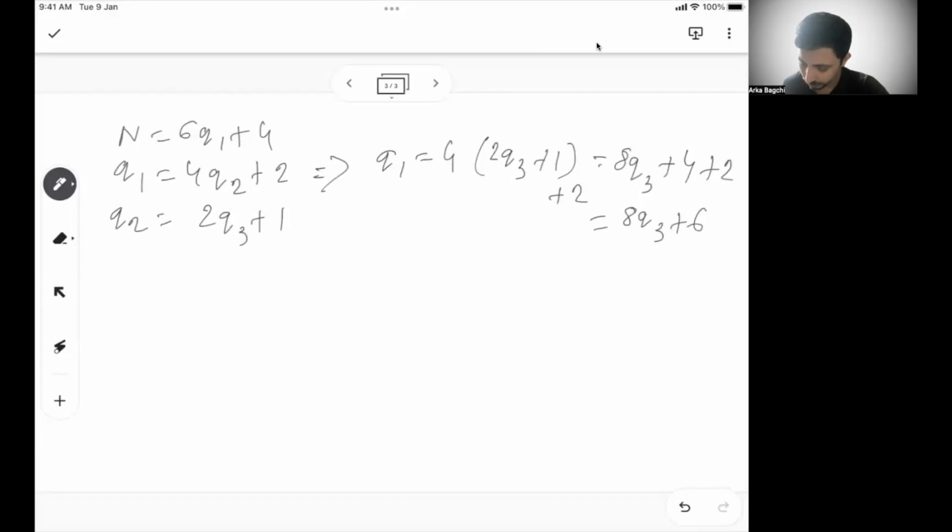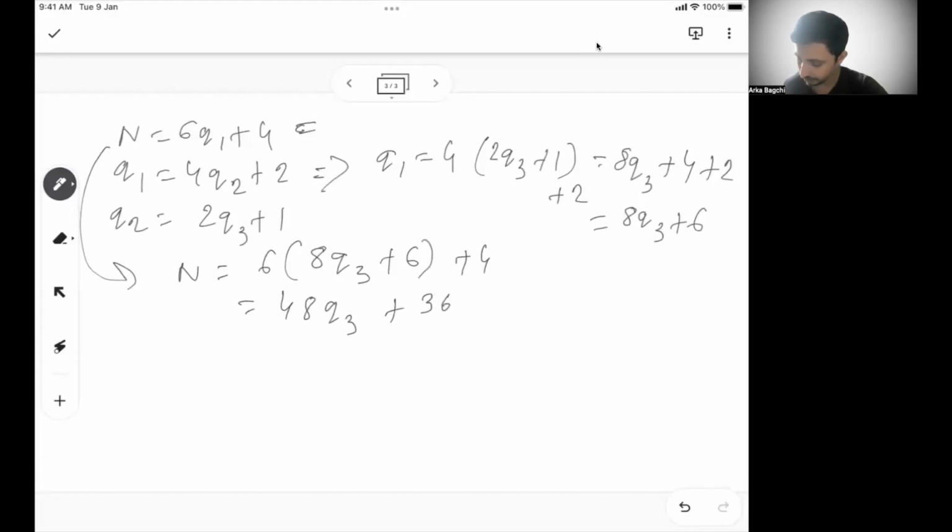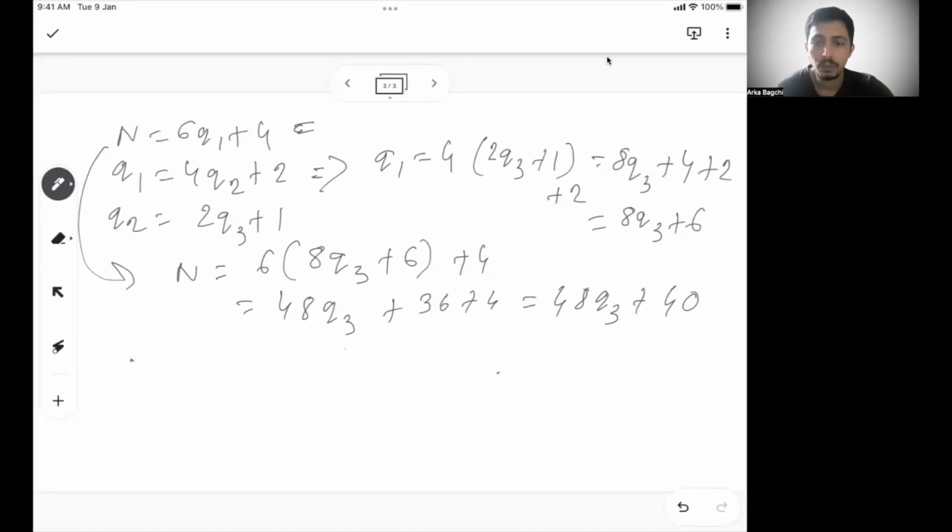Now let's replace q1 here. So from here I get n equal to 6 into 8q3 plus 6, plus 4. So you get 48q3 plus 36 plus 4, or we get 48q3 plus 40. So this is n, which satisfies all the considerations of what should be q2 and q3. So we got 48q3 plus 40 as the value of n.